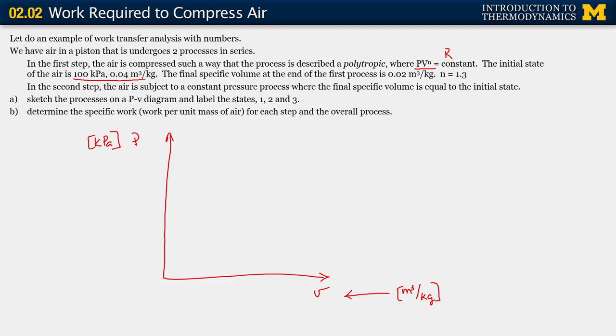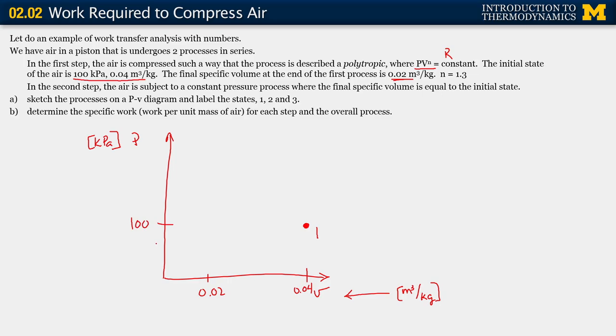We know we're going to compress the gas, so I'm going to just take some location here as state 1. And I'm putting it to the right of the axis because I know that when we compress a substance, it's going to move to a smaller volume. And we already have those numbers. We know that we move from 0.04 meters cubed per kilogram to 0.02. So we can come down here, we can say this is 0.04, and we can label some distance here as 0.02. We know the initial pressure is 100 kPa, okay?